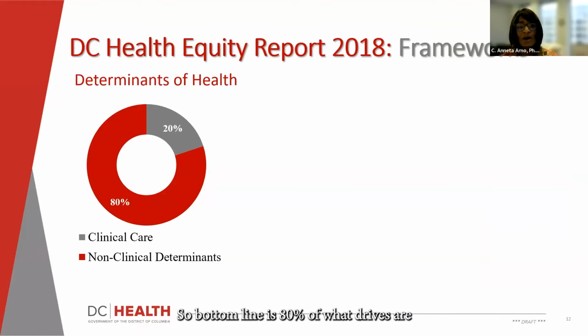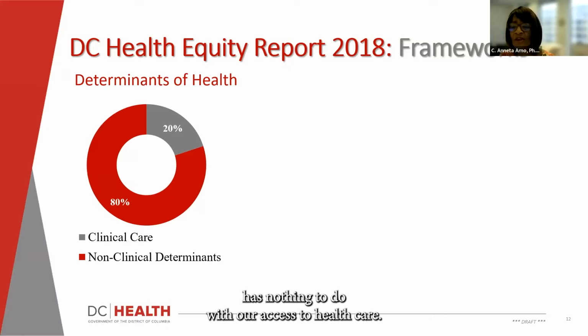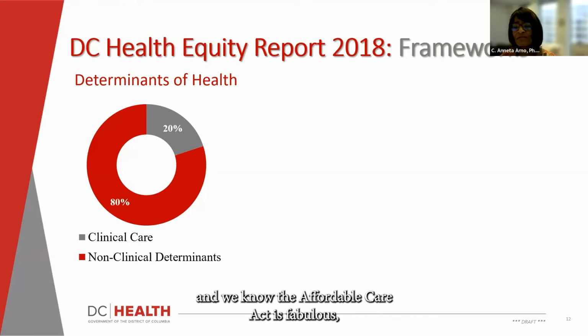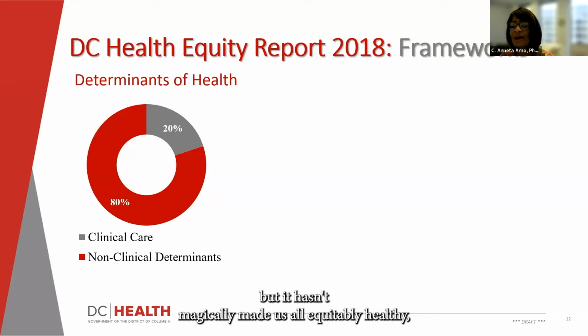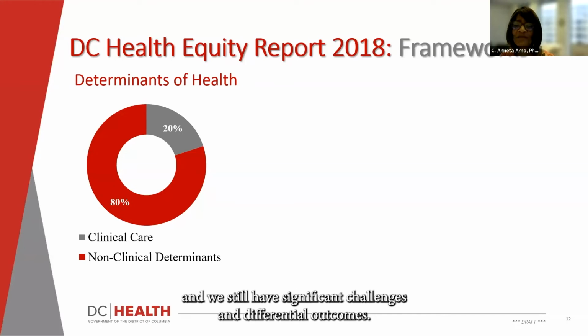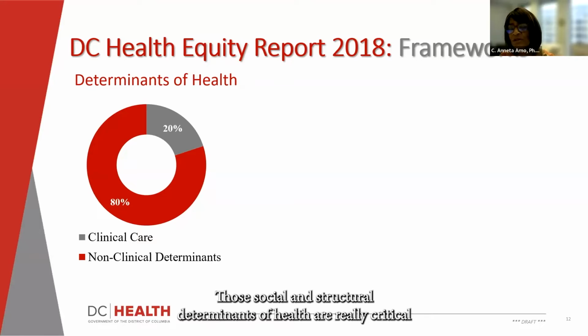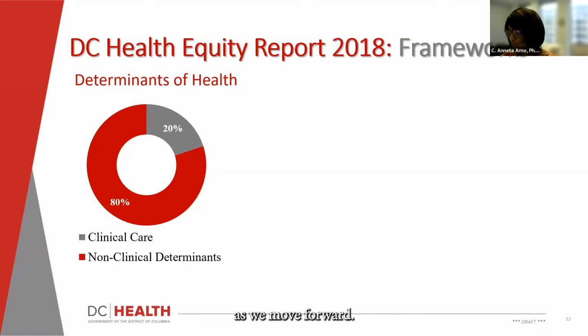So bottom line is 80% of what drives our health in a city has nothing to do with our access to healthcare. We've spent 100+ years in America talking about access to healthcare, and we know the Affordable Care Act is fabulous, but it hasn't magically made us all equitably healthy, and we still have significant challenges and differential outcomes. So that 80%, those social and structural determinants of health are really critical as we move forward.